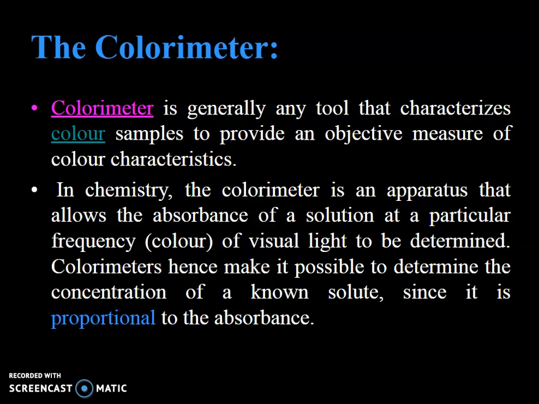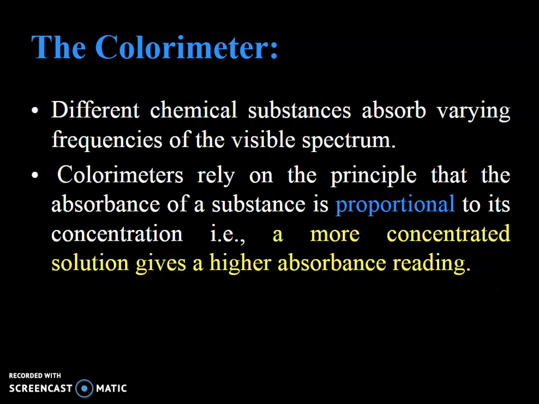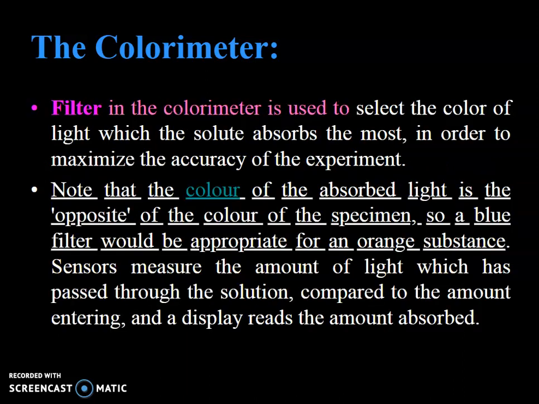In chemistry, the colorimeter is an apparatus that allows the absorbance of a solution at a particular frequency, or color, of visible light to be determined. Colorimeters hence make it possible to determine the concentration of a known solute, since it is proportional to the absorbance. Now, friends, different chemical substances absorb varying frequencies of the visible spectrum. Colorimeters rely on the principle that the absorbance of a substance is proportional to its concentration. That is, a more concentrated solution gives a higher absorbance reading.